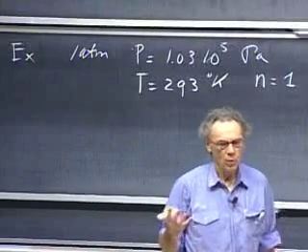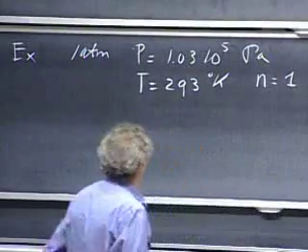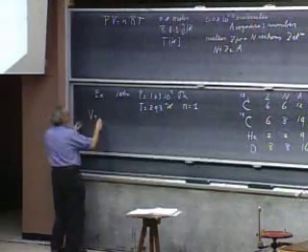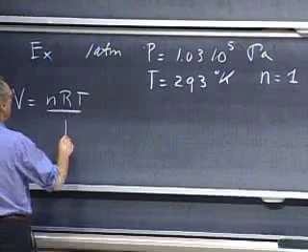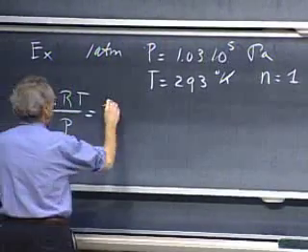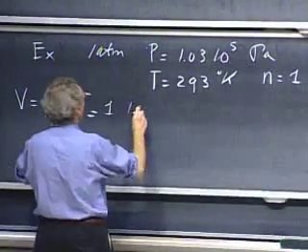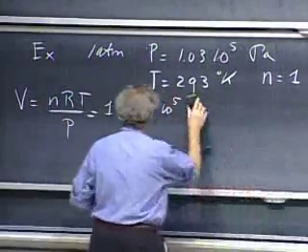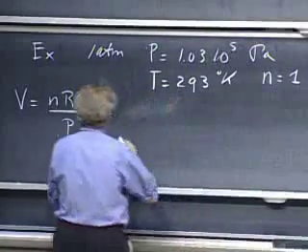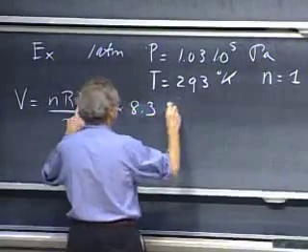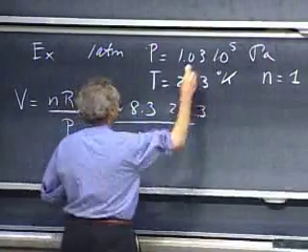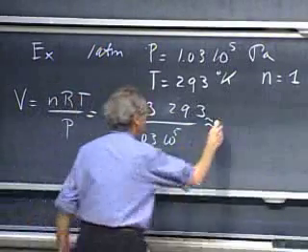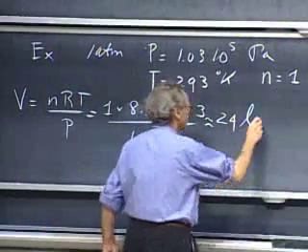And I'm asking you now, what will be the volume of that gas? Well, you take the gas law, and it tells you that V, the volume, equals NRT divided by P. You know N is 1. You know R, which is 8.3. You know the temperature, which is 293. And you know the pressure, which is 1.03 times 10 to the 5th. And when you calculate that, you find something very close to 24 liters.